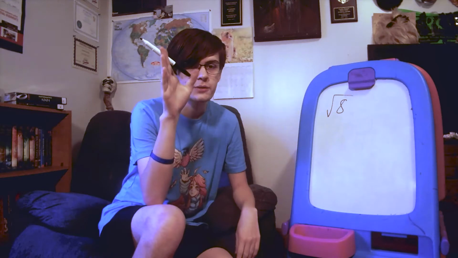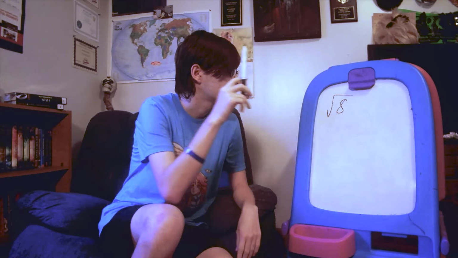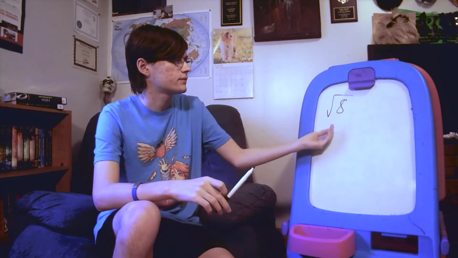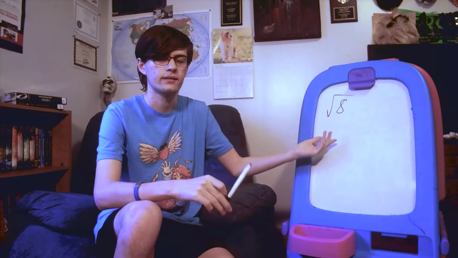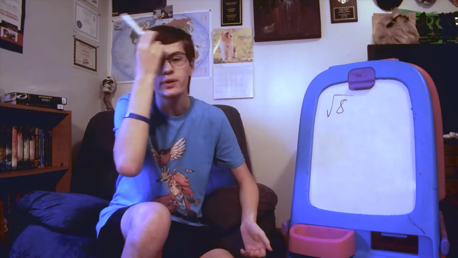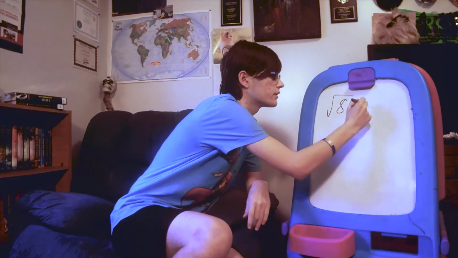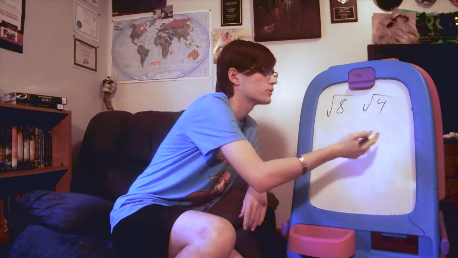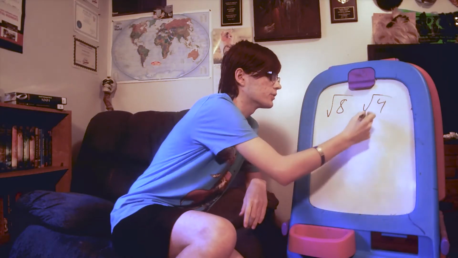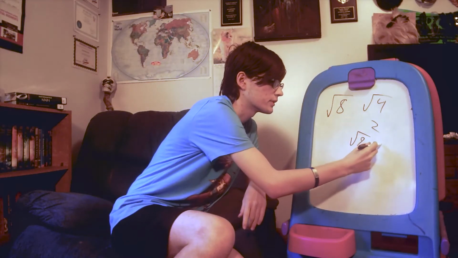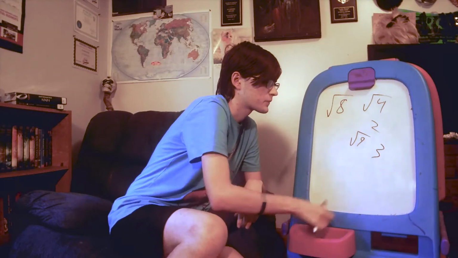The way you do it is by looking for the highest perfect square factor of the number, and then separating it out. A perfect square is just a number whose square root is a whole number. Like the square root of 4 is a perfect square, so the square root of 4 is just 2. Or the square root of 9 is a perfect square, and its square root is 3.